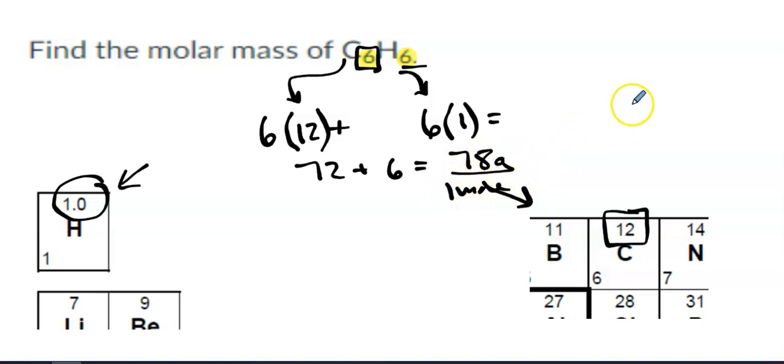Now this is the unit: it's grams per 1 mole. I'll often just connect the g and the line. Okay, just quickly one more time: determine the number of atoms there are for each one, then multiply it by its mass, the bigger number, and do that for each type of atom and add them all up.